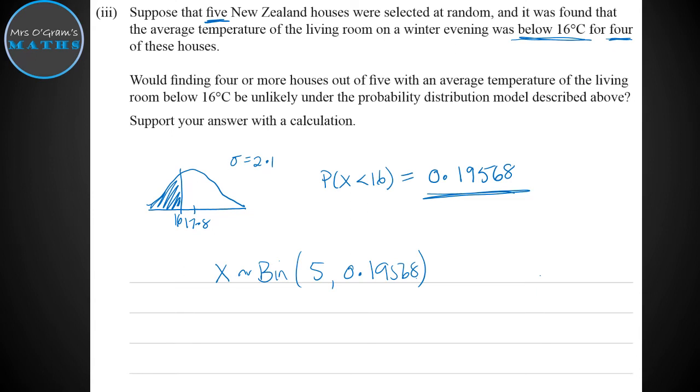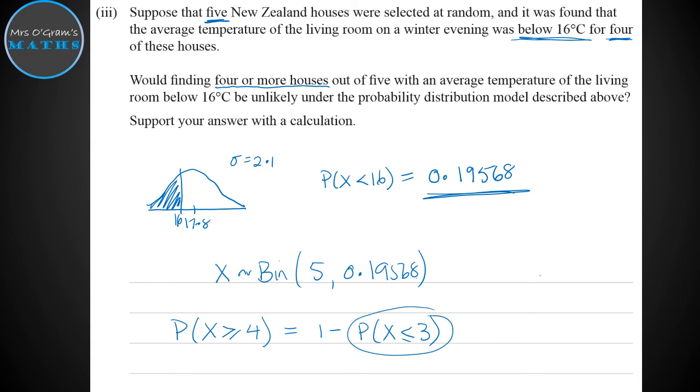So now with that binomial distribution, we want to work out the probability of 4 or more of those houses landing in that category. So x is greater than or equal to 4. Okay, so again, turn to your graphics calculator, and that will be 1 minus the probability that x is less than or equal to 3.